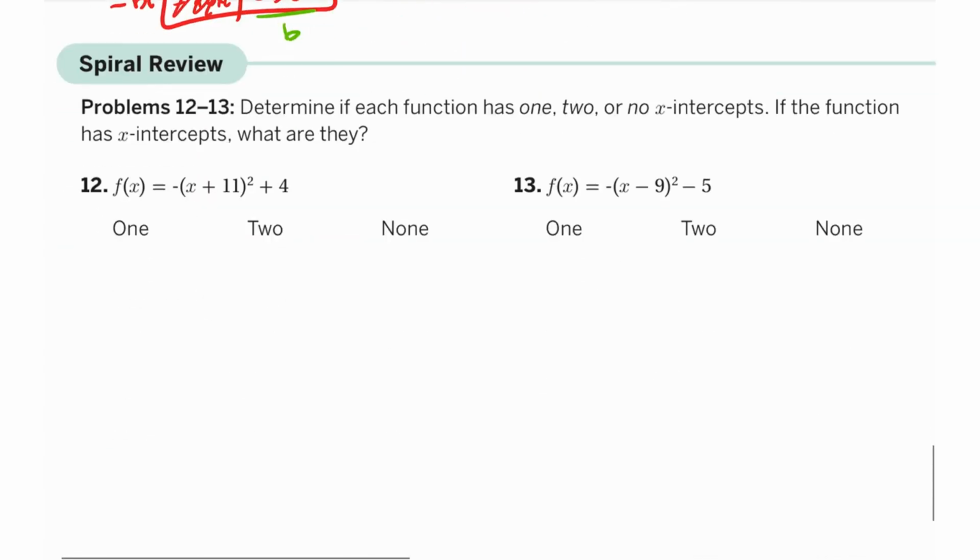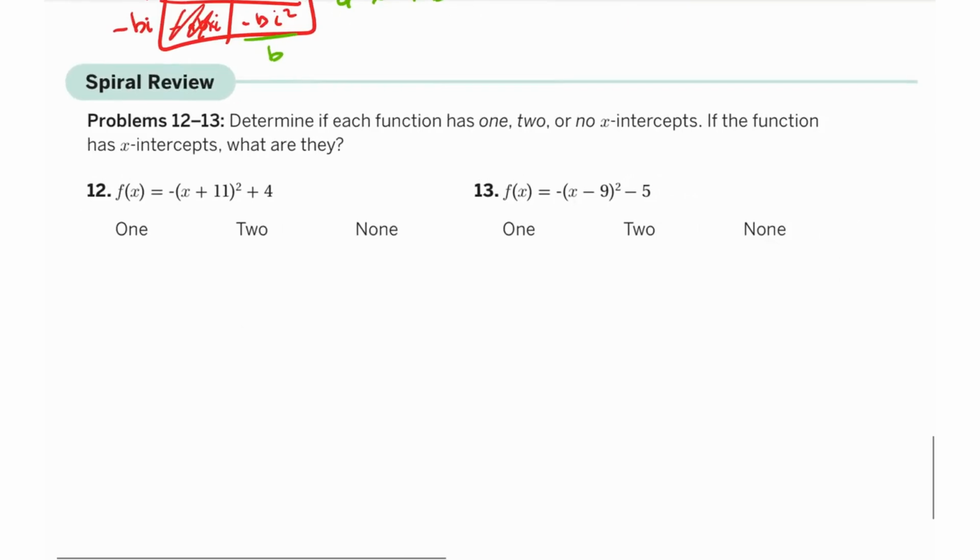Spiral review. Problems 12 and 13. Determine if the function has 1, 2, or no x-intercepts. If the function has x-intercepts, what are they? I'm going to go ahead and solve these out, plugging in 0 for y. Since I have to find the x-intercepts anyways, I'm going to try to solve this.